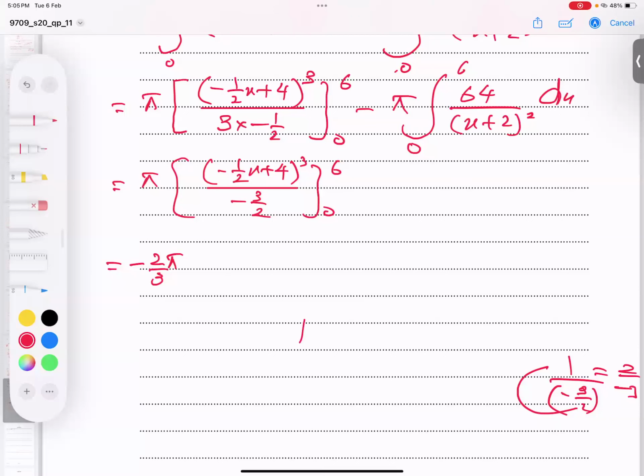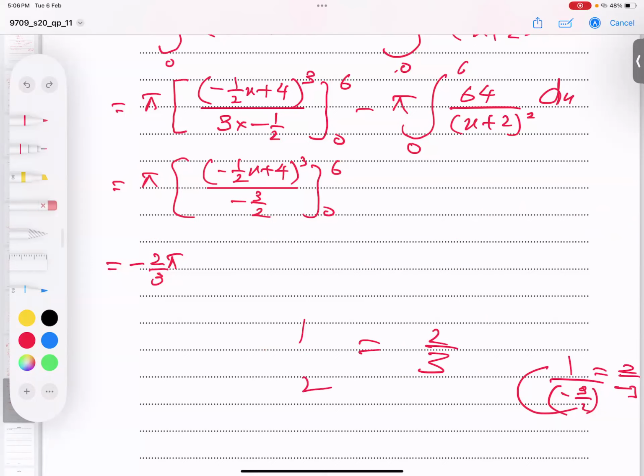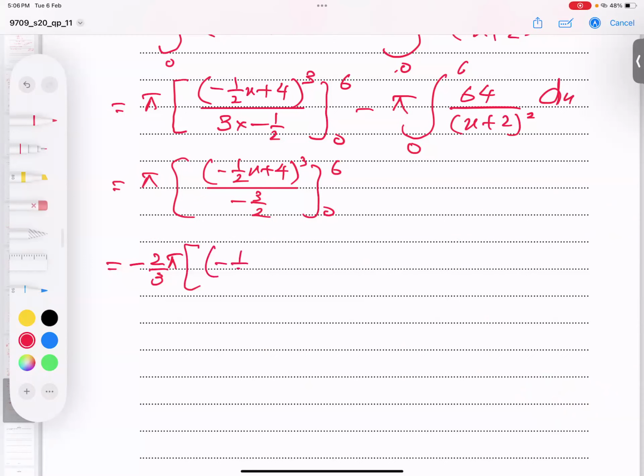Repeat again, 1 over 3 by 2 will become 2 by 3. That is pi 2 by 3. And this minus I'm writing outside, right under or right above, no problem. Logically, 5 by minus 2, minus 5 by 2, or minus in the middle, all three things are the same. So don't confuse yourself with the sign. Sign is not a big issue here. Okay, so I think you got this point clear. And now I can write inside, so negative half, x plus 4 to power 3, limit 0 to 6. So this part is done.